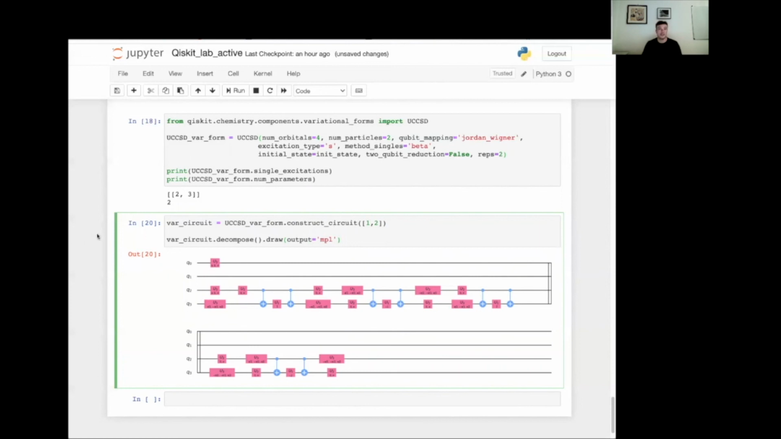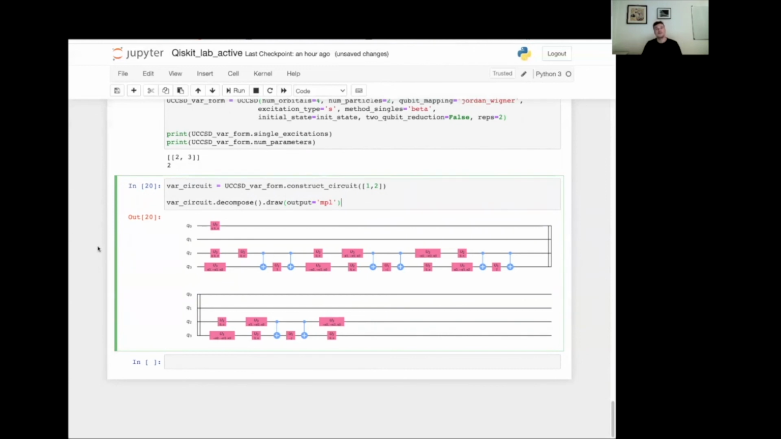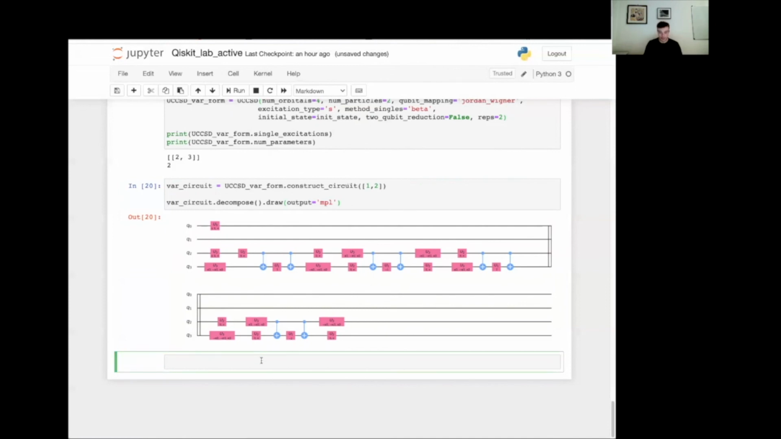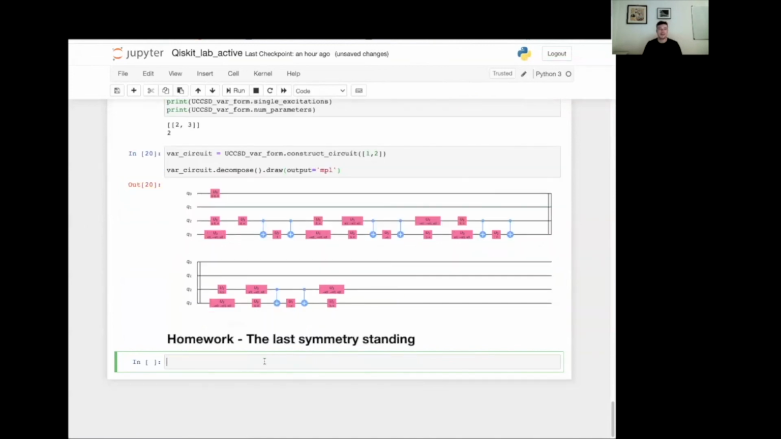Okay, so this concludes the last part about variational forms and preparation of variational forms and reference states. I'd like to leave you with a little bit of homework. So let me define a homework section here. And I'm going to call this homework the last symmetry standing.